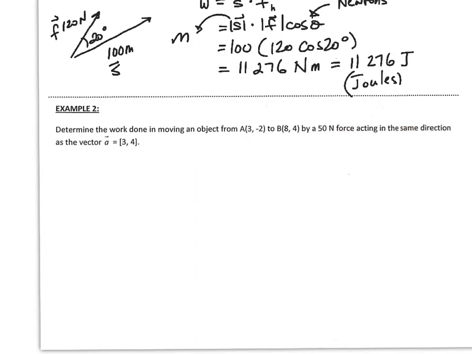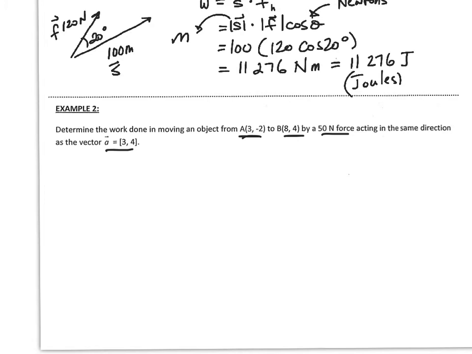The first example we did was geometric. These are going to be algebraic now because we're looking for the work done by an object moving between points. So be careful again to distinguish between when we're talking about vectors and when we're talking about points. Those are points. This is a 50 newton force acting in the same direction as that vector there.